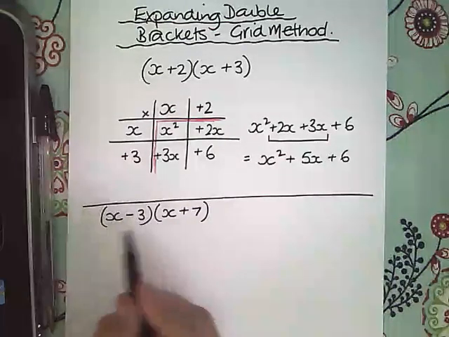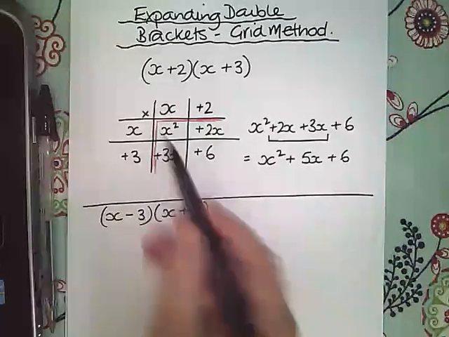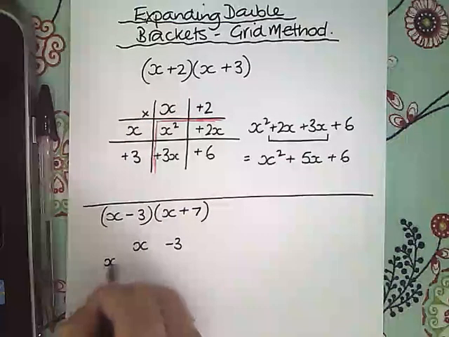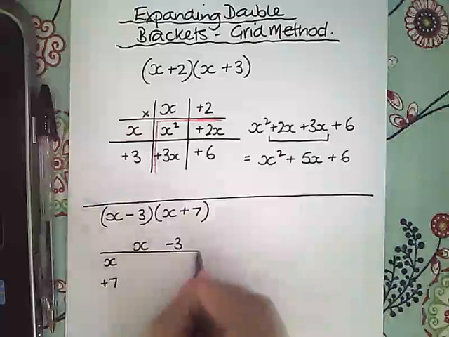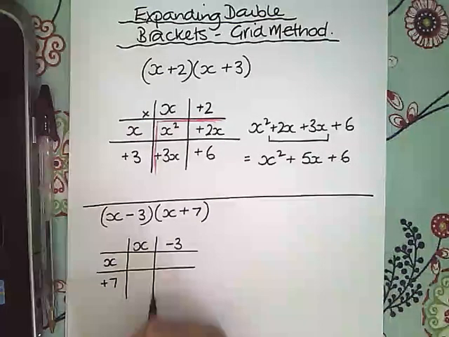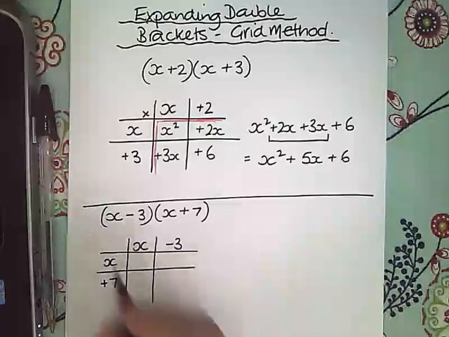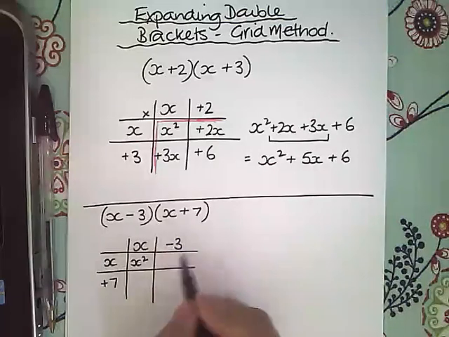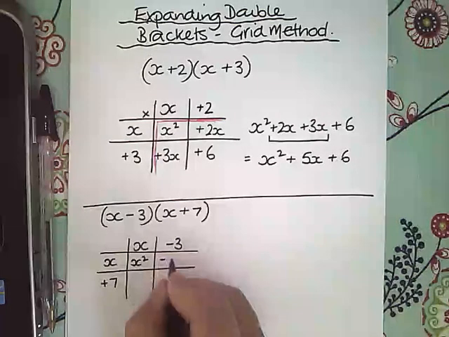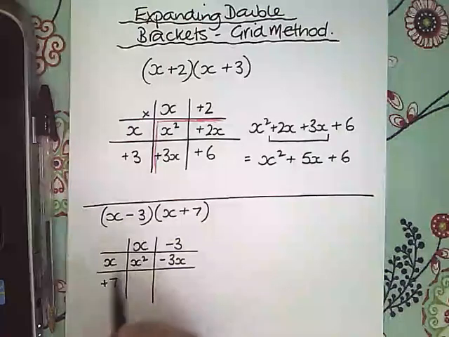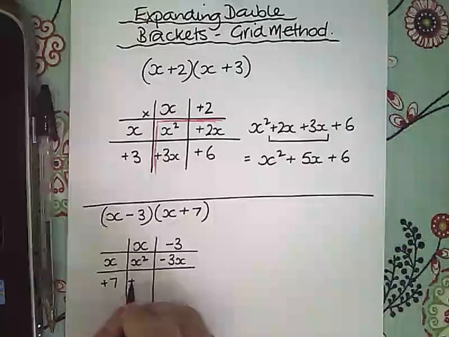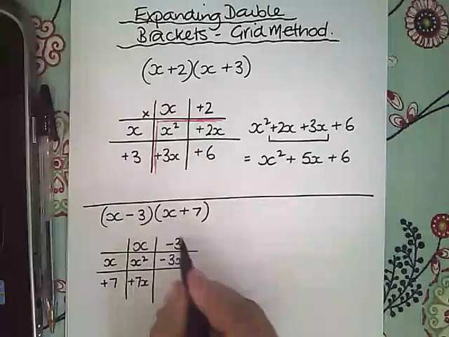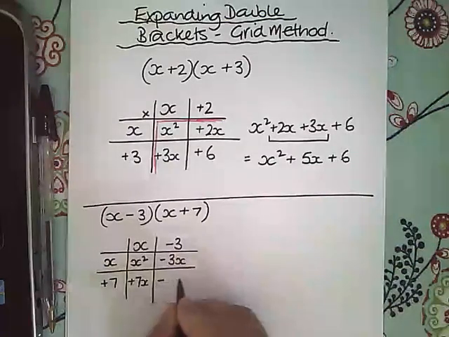Again, remember I said to put the first bracket along the top of the grid, so we're going to have x and a minus 3, and then the second bracket x and a plus 7 down the side. Draw in the grid and then fill in the boxes. X times x is x squared. X times minus 3 is minus 3x. This is positive, so x times 7 is positive 7x. And then positive 7 times negative 3 gives us negative 21.